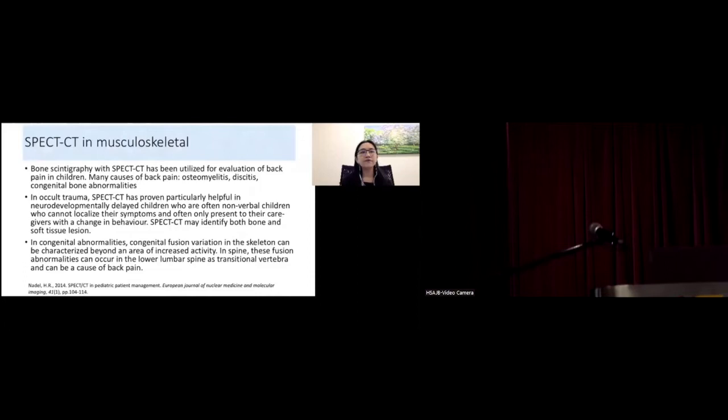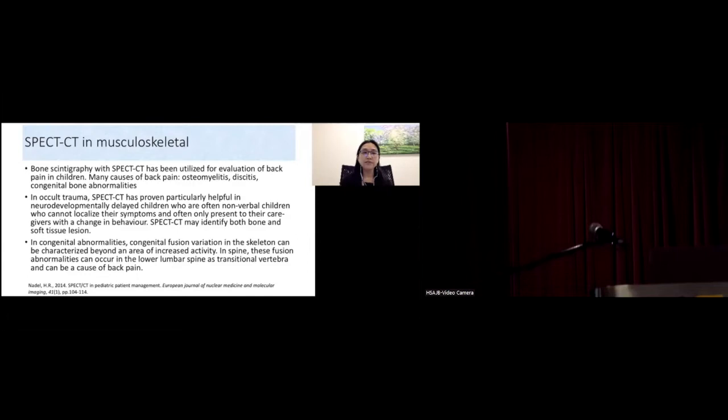So now we move on to the third branch, which is SPECT-CT in musculoskeletal. Bone scintigraphy with SPECT-CT has been utilized for evaluation of back pain in children. In occult trauma, SPECT-CT has proven particularly useful in neurodevelopmentally delayed children, who are often non-verbal, cannot localize their symptoms, and often only present to their caregivers with a change in behavior. The SPECT-CT can identify both the bone and the soft tissue lesion.